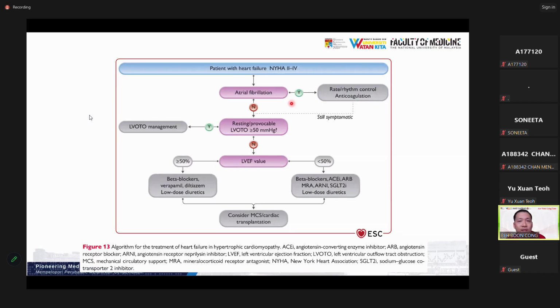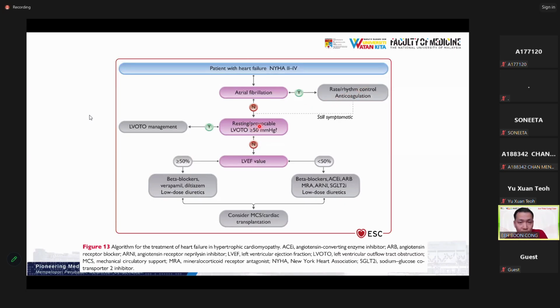Okay, so if the patient has hypertrophic cardiomyopathy with heart failure, you have to look for whether it is AF or not. If it's AF, then you need to treat the patient with anticoagulant, regardless of the CHA2DS2-VASc score. So if you have hypertrophic cardiomyopathy with AF, the patient needs to be on anticoagulant.